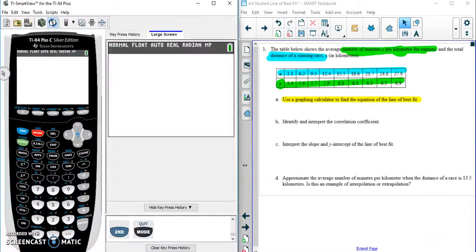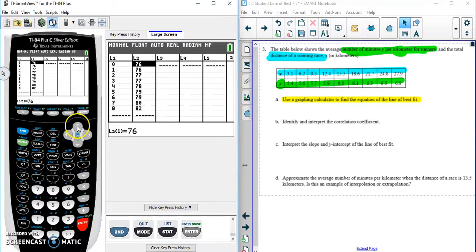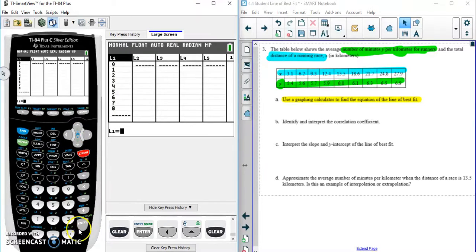On my graphing calculator here, I am going to go ahead and start entering my data. In my stat, edit, I have a bunch of data here, so I'm going to scroll up to the top and clear it and hit enter. Scroll over to the top of L1, hit clear, and then enter.